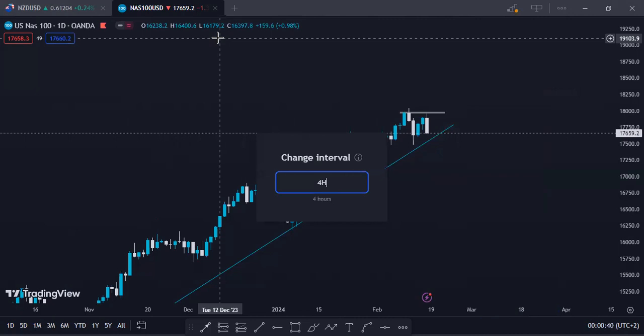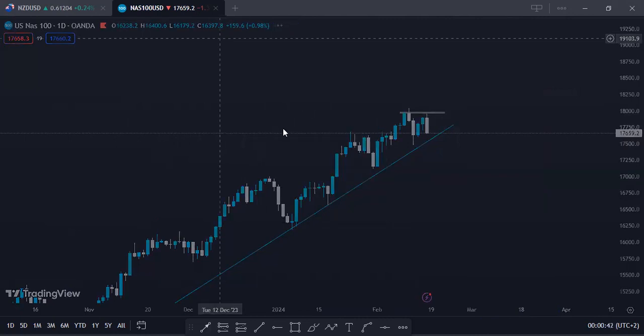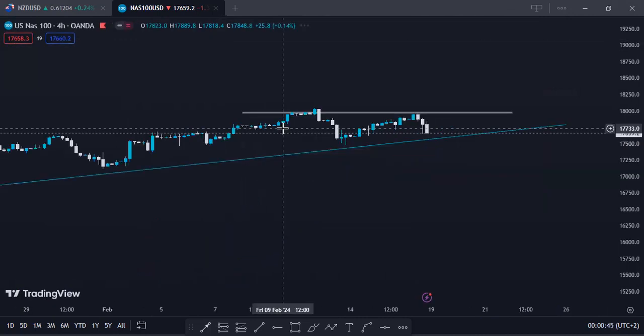Anyways, let's jump on to the 4-hour time frame, guys. Remember, each and every time frame has its own market structure. It's quite important for you guys to know this.